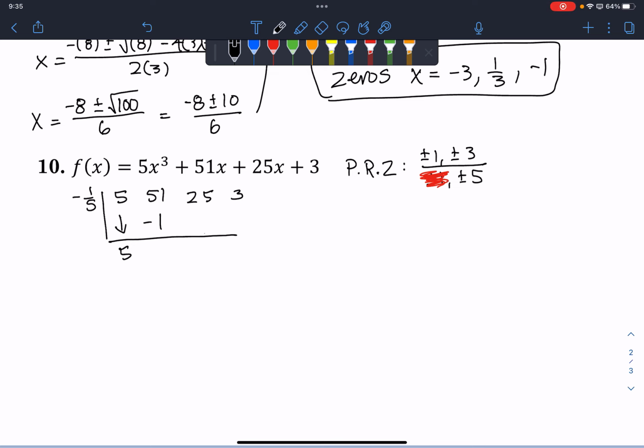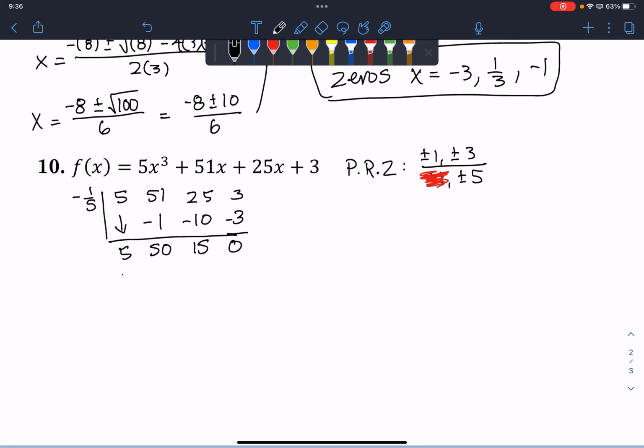Added with the 51, that's 50. Multiply that by negative 1/5. That's going to be negative 10. And this adds up to positive 15. Multiply that with negative 1/5, and that's negative 3. And this then adds up to 0. So there you go. So one of our zeros is going to be negative 1/5.